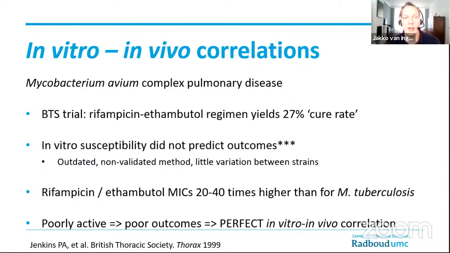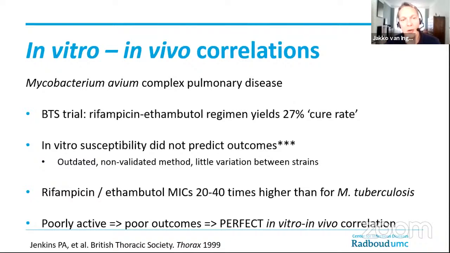And what we saw in the trial done by the British Thoracic Society was that regimens that were made up of rifampin and ethambutol yielded only a 27% cure rate. Now that sounds like it does a little bit, but if you look at series studying the natural history of this disease, you'll find very similar culture conversion rates, also in like the 25% range. So you might also say that maybe rifampicin and ethambutol together are as active as doing nothing. Now that's of course my opinion.